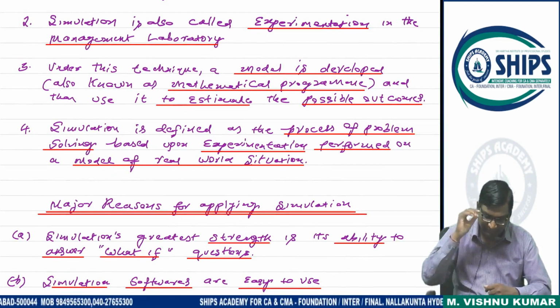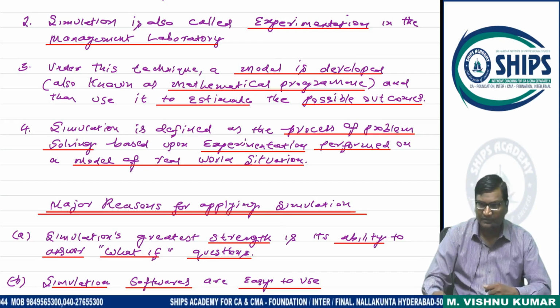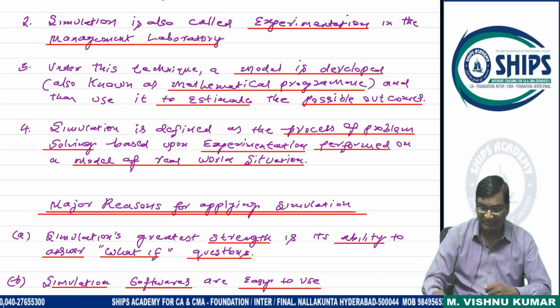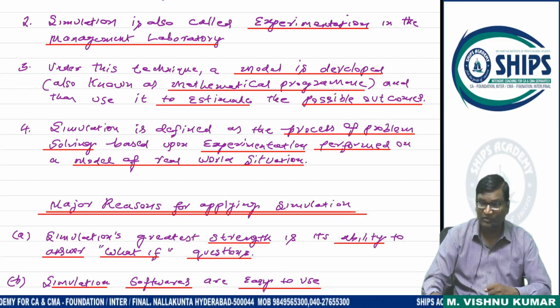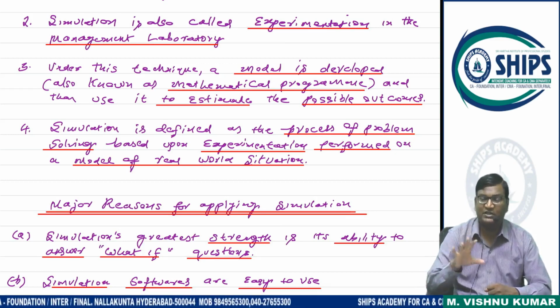Now, reasons for using simulation. Simulation can be used in two different areas: one is the deterministic area, and one is the probabilistic area. Deterministic area means what-if questions. So whenever a researcher is interested to know about what-if situations or what-if questions, then simulation can be used.